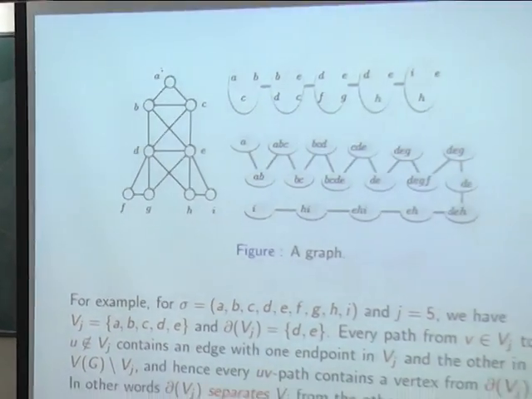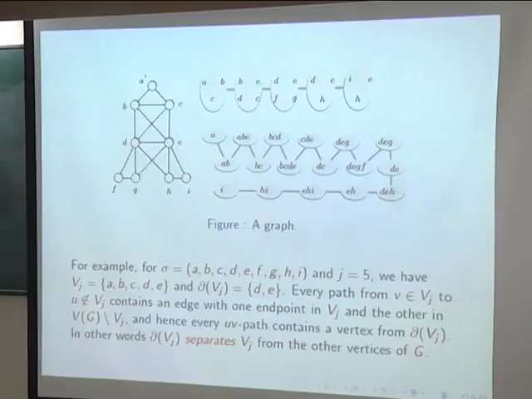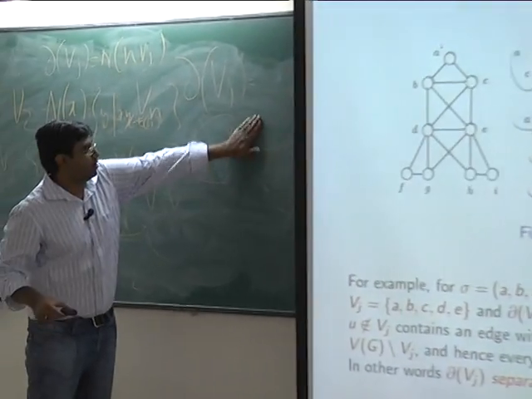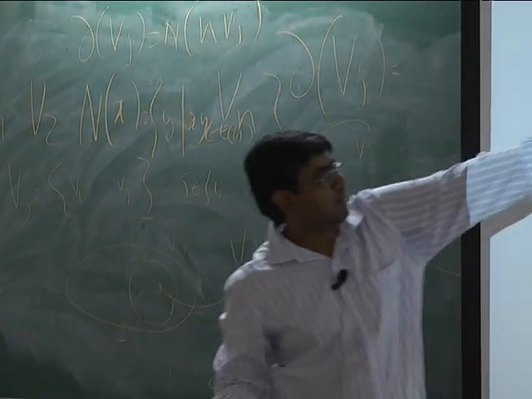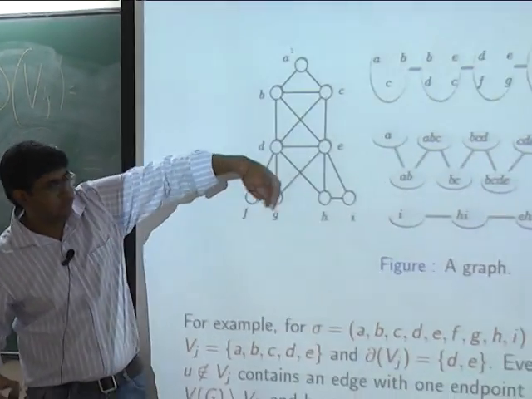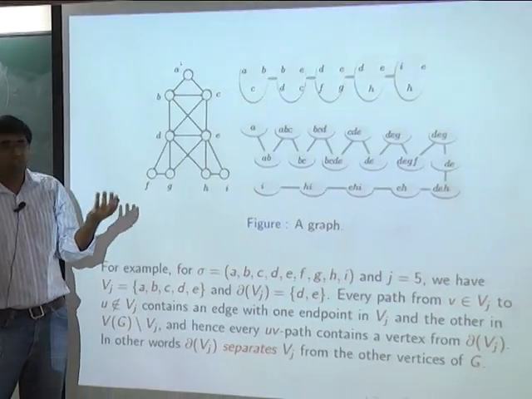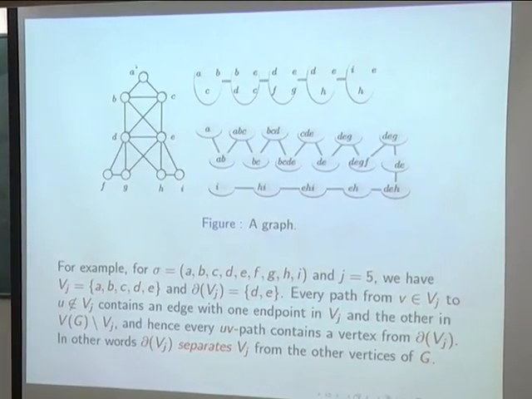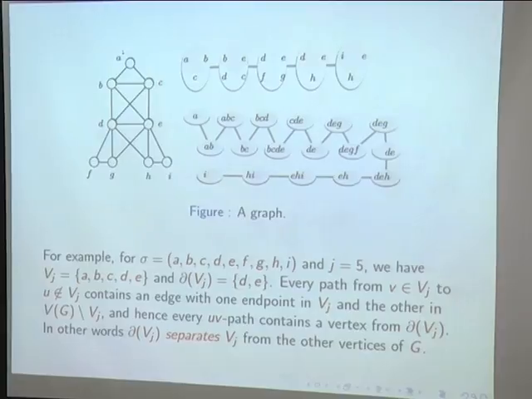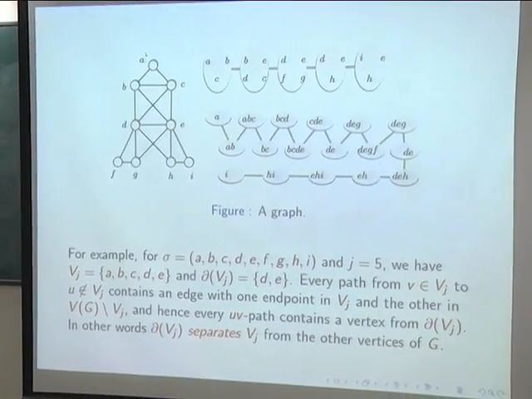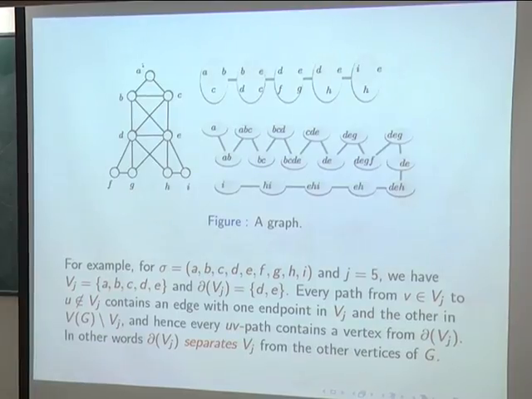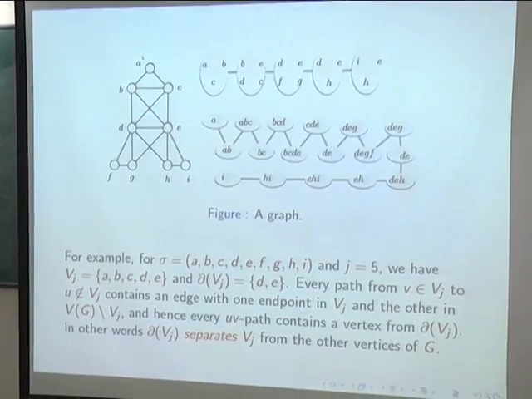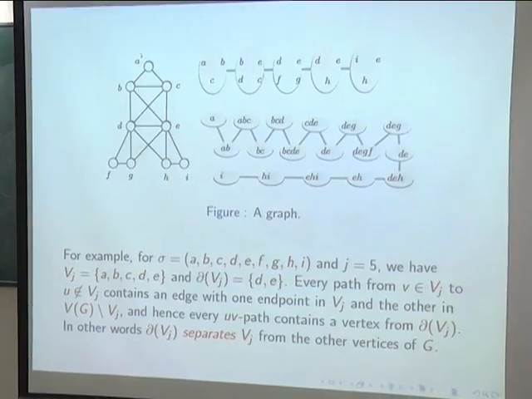delta Vj separates Vj from the other vertices of G. What is this? If I delete this boundary vertex from the graph, there is no edge from here to here, right? For example, if I delete D and E, is there an edge from ABC to FGHI? No. That is basically what I meant by a separating set of vertices. So the boundary of my instance kills all the paths starting from left to the right if I delete those vertices. Is this definition clear?